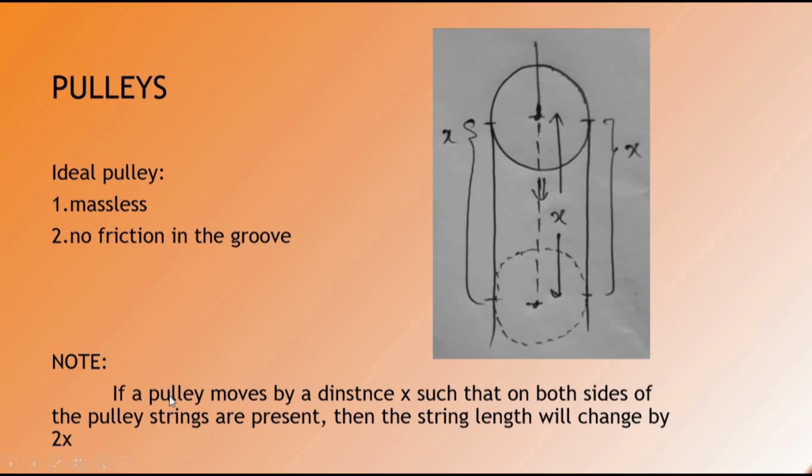Now, we must remember that if a pulley moves by a distance x, then both sides of the pulley are moving and the string length will change by 2x. That is, when this pulley moves down by a distance x, a thread which is wrapped around it will release 2x of its length. This will let you analyze questions more easily in future.